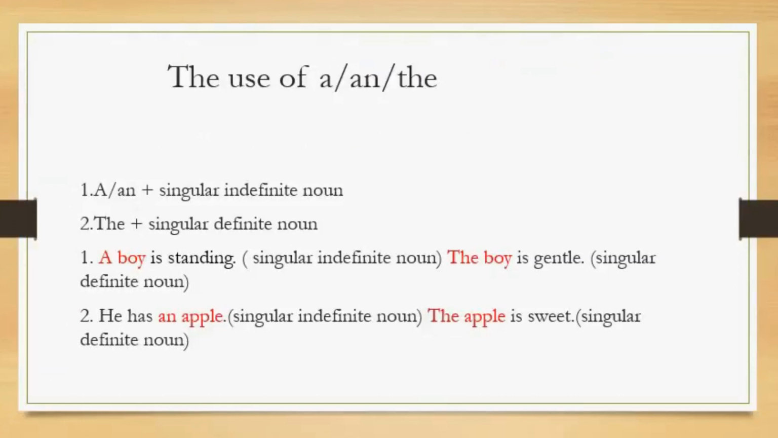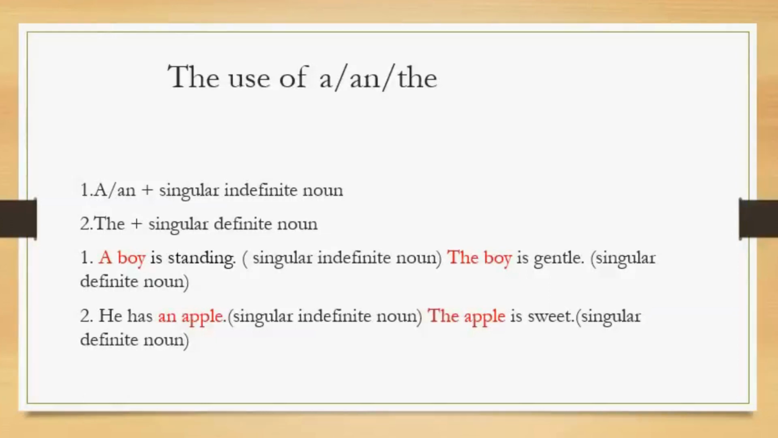The use of a and the. Now, let us look at some more examples with a clearer understanding to have clarity in the concept. A or an plus singular indefinite noun. This is the structure to be followed. As you have formulas in maths, in the same way in the English language there are structures to be followed. If you are thorough with the structures, you will be able to apply them to any sentence. So let's have a look.